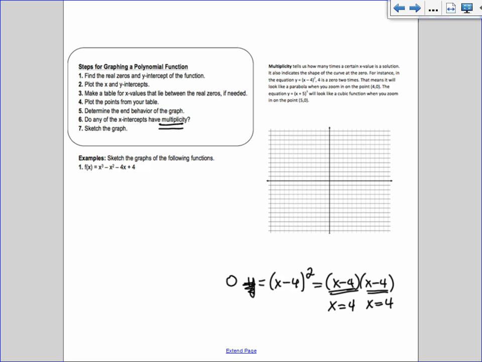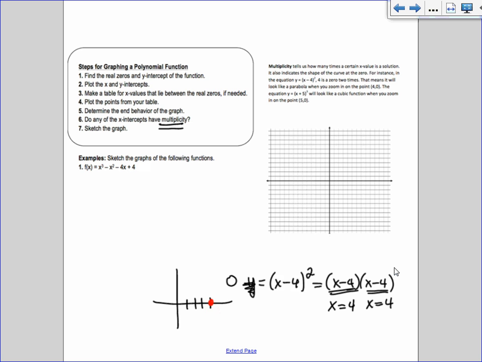Anyway, if something's an answer twice, then when you zoom in on that point, it's going to look like a parabola at that zero. It's going to bounce. It's going to hit the zero and bounce back up. Or it might go the other way. So it might hit the curve and then bounce back down. It kind of depends on the end behavior, so we'll talk more about that.